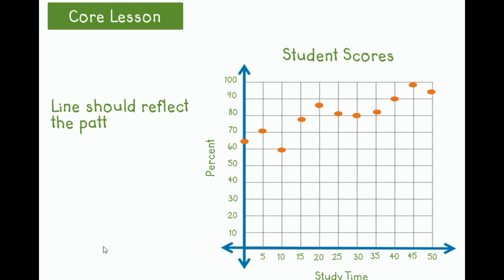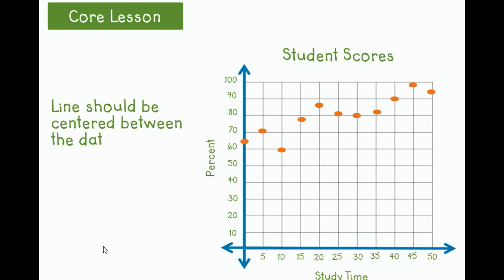A line of best fit should also reflect the pattern. So just because my line goes all the way across the graph doesn't mean that it reflects the pattern. This line of best fit isn't a true reflection of the pattern of the data. The pattern looks more like this. So my line of best fit is no good. There, that's a better line of best fit.